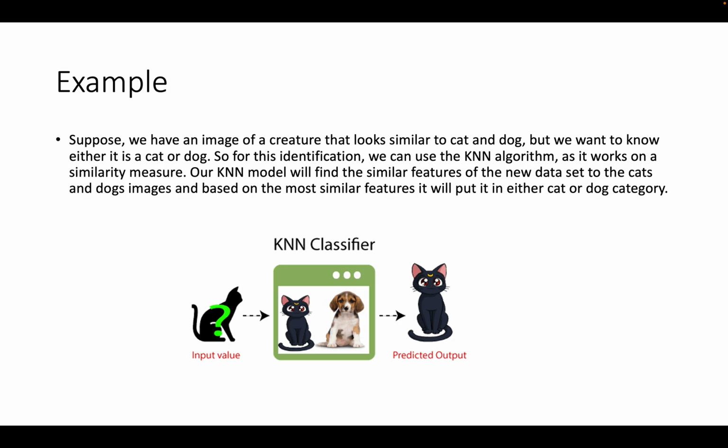Example: suppose we have an image of a creature that looks similar to a cat and dog, but we want to know either it is a cat or a dog. So for this identification, we use the KNN algorithm as it works on similarity measure. Our KNN model will find the similar features of the new data set of the cat and dog images, and based on the most similar features, it will put it into either cat or dog category. ठीक है?